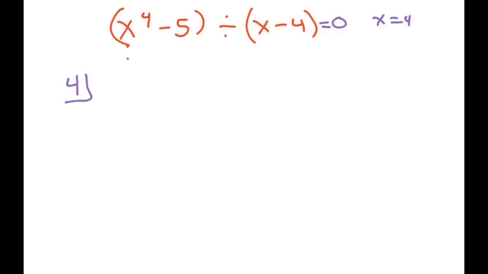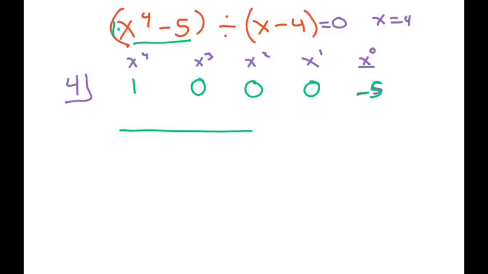Now what I'm going to have to do is go x to the 4th, x cubed, x squared, x1, and x to the 0. X to the 0 is your constant term, so that's -5. And I'll do that in green, -5. And x to the 4th is going to be 1, because there's a 1 in front of that. The rest of these we have to do placeholders on, so I just put 0 there, because 0 times x cubed is just 0, so that's why they don't have it up in here. Now draw your line, and then we're going to drop down the 1 and multiply and add.